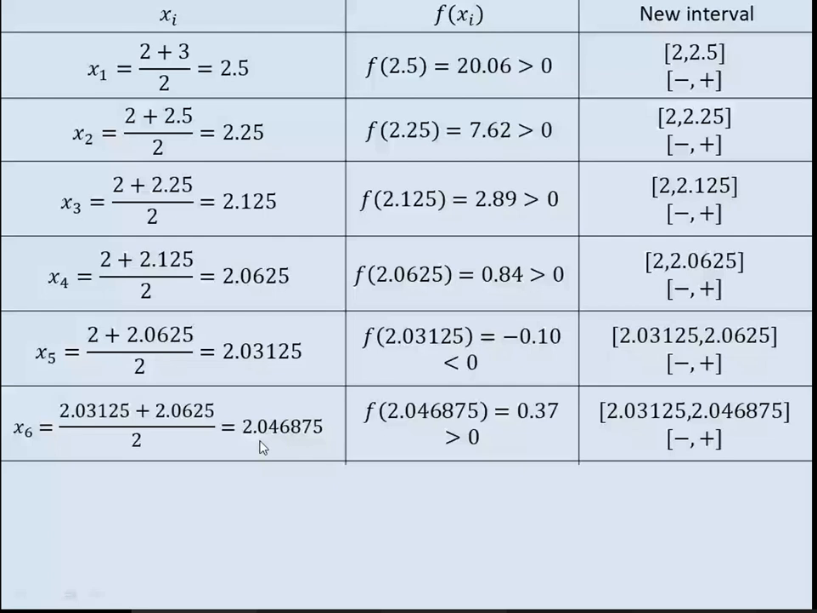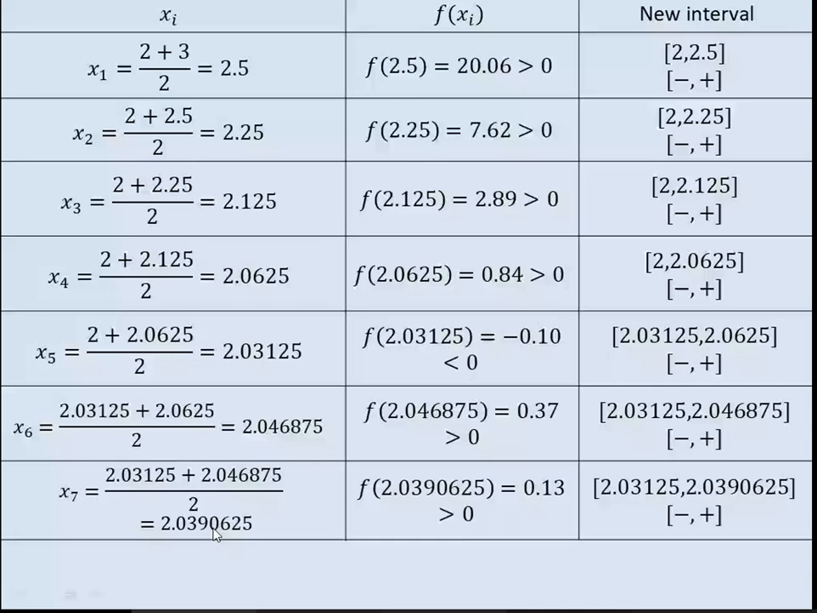Find the value of the function at this point. It is positive, so replace this positive value by this. We get a new interval. If it is negative, then replace the negative value by this value. Okay, so we get the value of the function at this point is negative, value of the function at this point is positive. Take half of this interval. It is 2.0390625. Check the function at this point, positive. These two are not matching, so we have to do further steps.